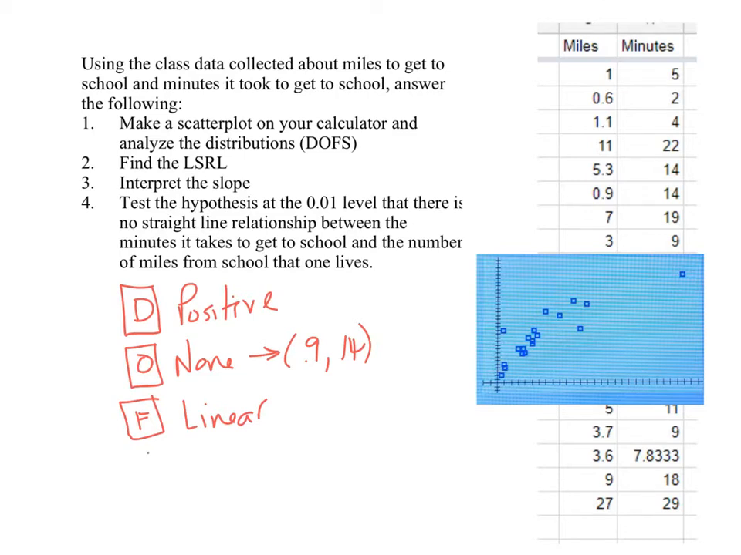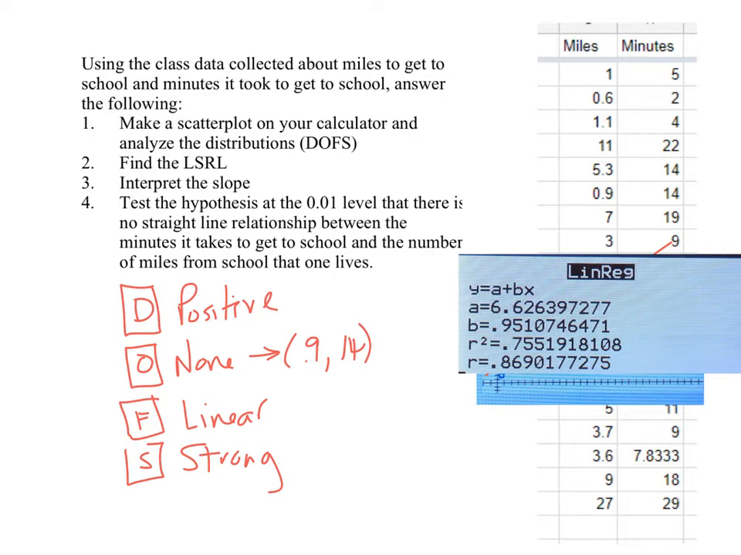And finally, the strength. This again is just how well the line fits. So if you draw the line, are most of the points close? I believe they are. So I'm going to say that this is a strong fit. Certainly now we can put some numbers with that, like correlation. So that answers DOFs. Next, let's find the least squares regression.